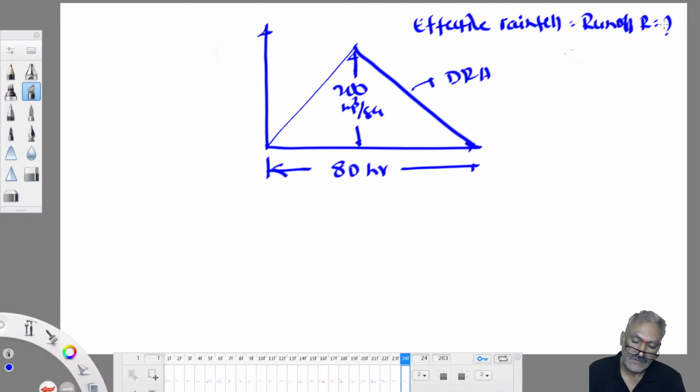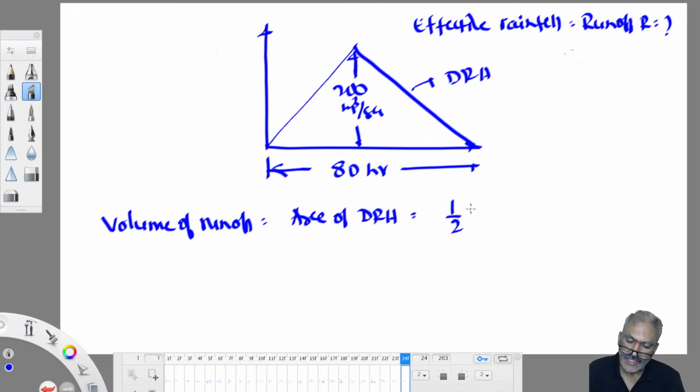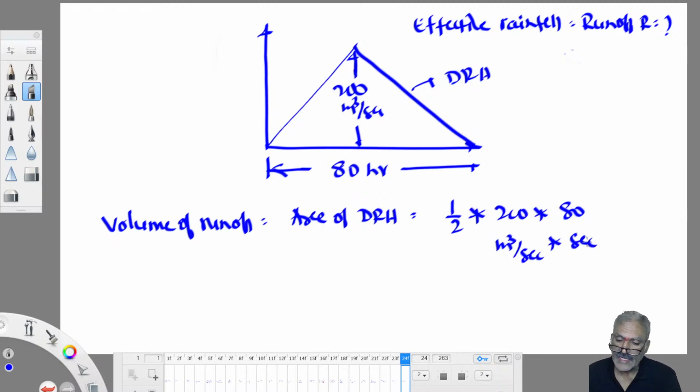And what we need to do? Triangular shaped hydrograph, we will work out the volume of runoff. Volume of runoff is equal to the area of the direct runoff hydrograph. It's a triangle, half into B into H. So this is in meter cube per second, and the base is in time. Convert that into seconds, they cancel out. But it is given in hours. To convert hours into seconds, what do I do? We multiply with 60 into 60. So seconds get cancelled, leaving the answer in meter cube. That is the volume of runoff.